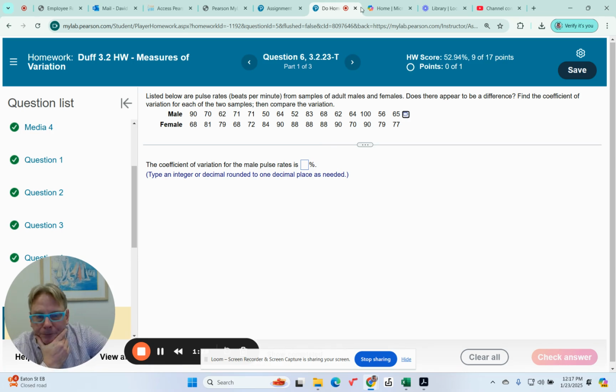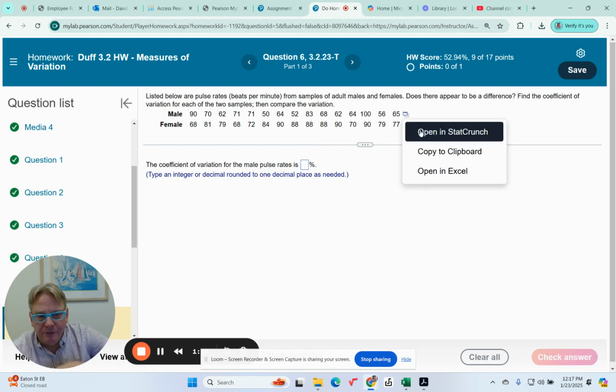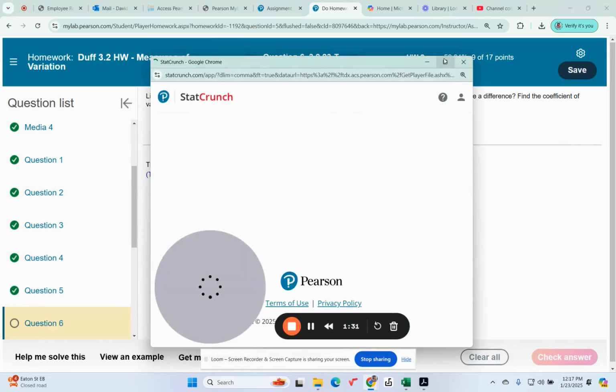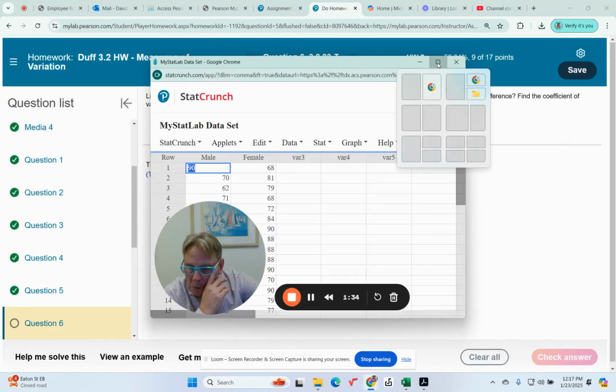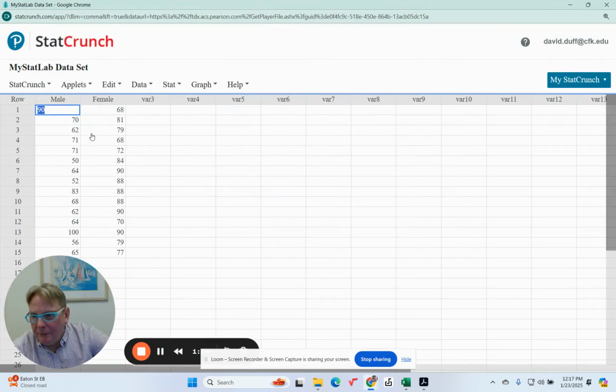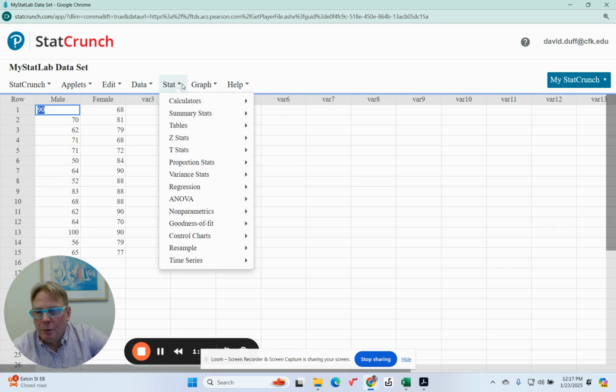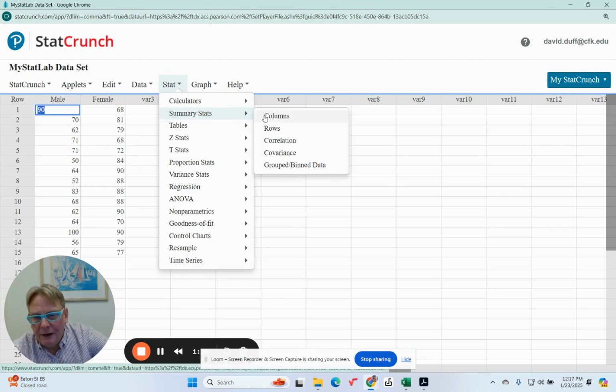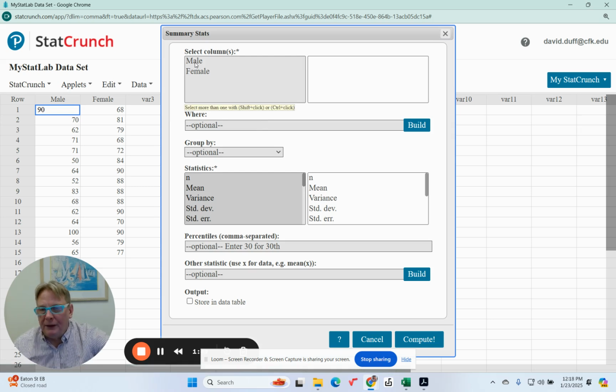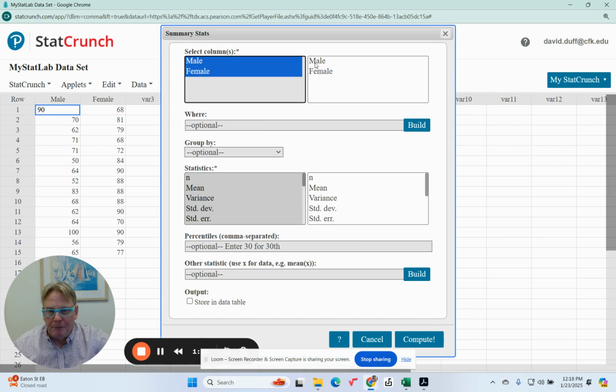All right, so how do we solve the problem? Well, we export this to StatCrunch. All right, and here we have the data set for males and the data set for females. So what we're going to do is go to Stat, then Summary Stats, and then Columns. We actually would like to have both columns, so I'm going to click male, hold down shift, and then click female. That will get both columns over.